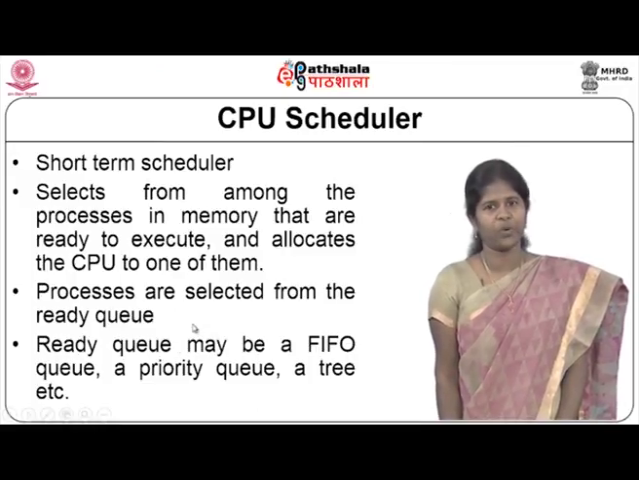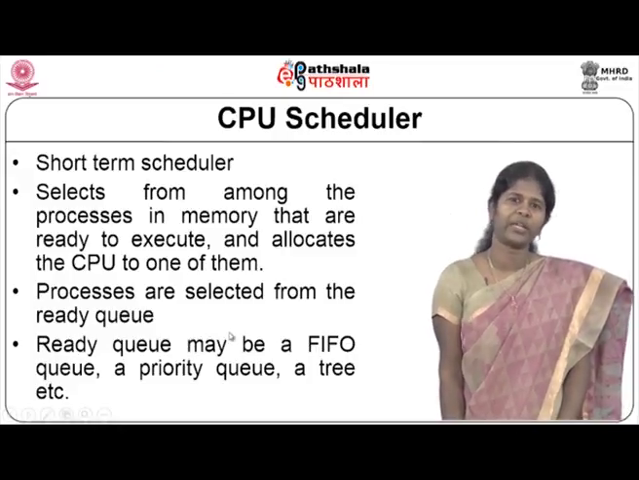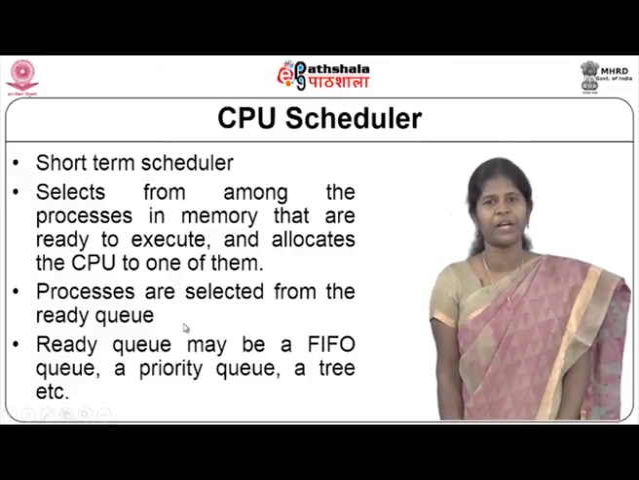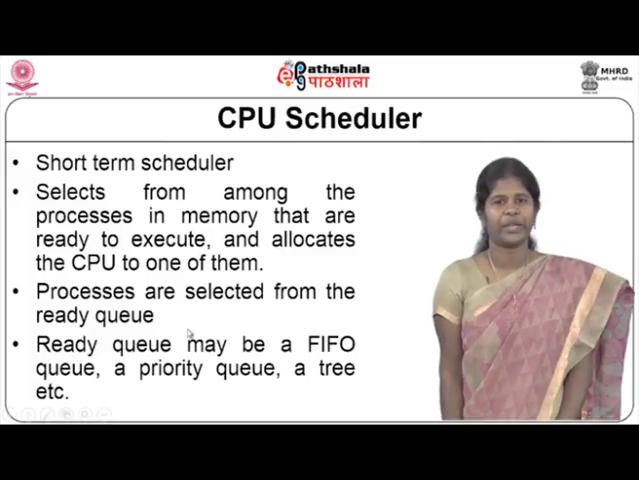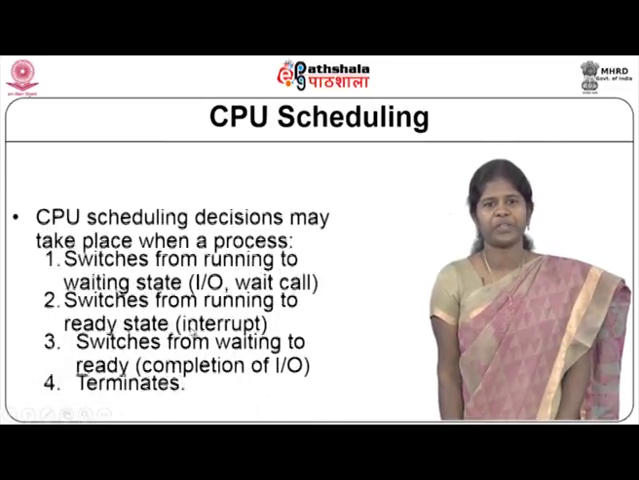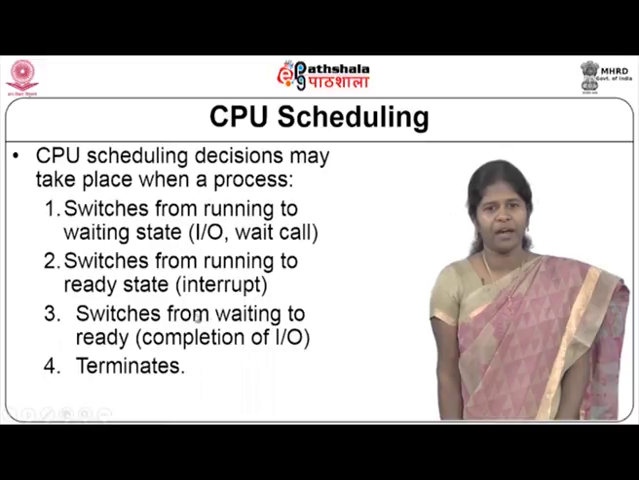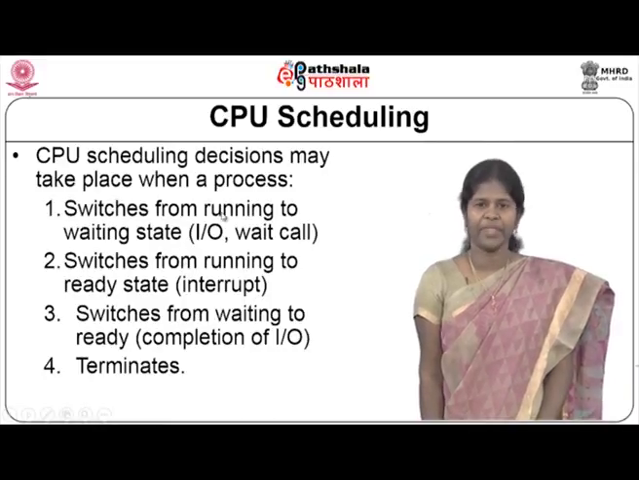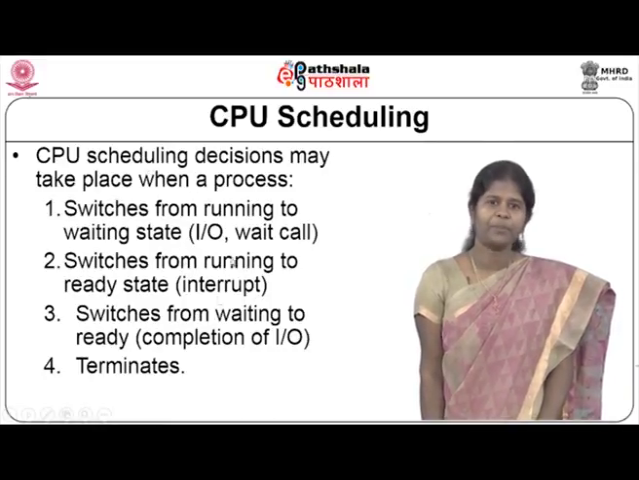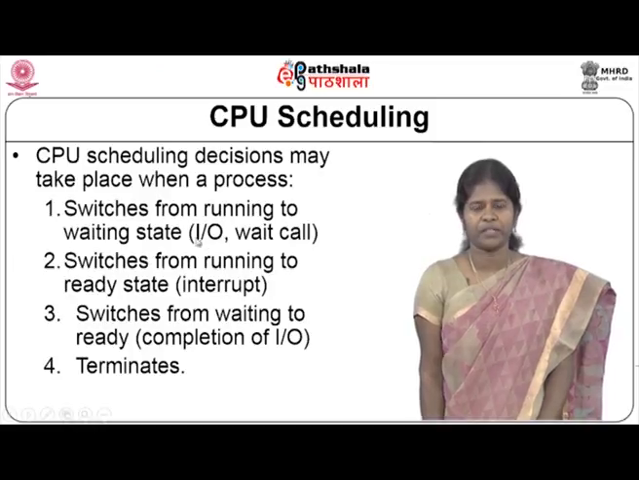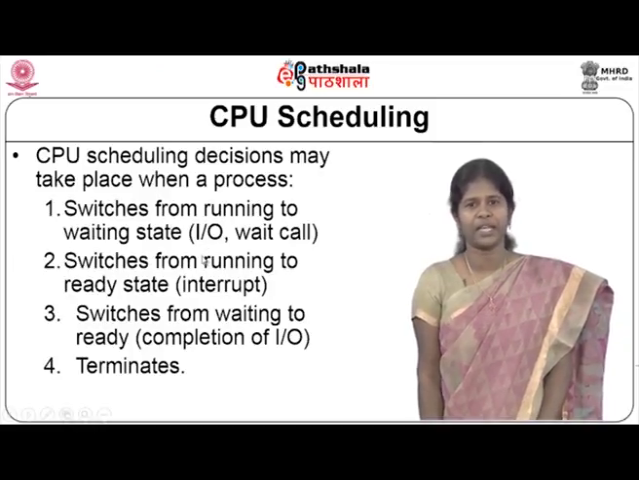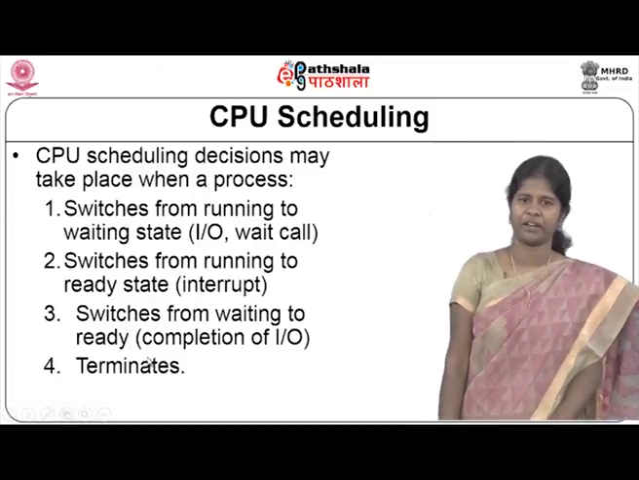And this ready queue can either be a first in first out queue, it can be a priority queue, it can be a tree, any kind of data structure can be used to implement this ready queue. So, now we will see here that, when CPU scheduling takes place, there are a number of instances when a CPU scheduler can run.